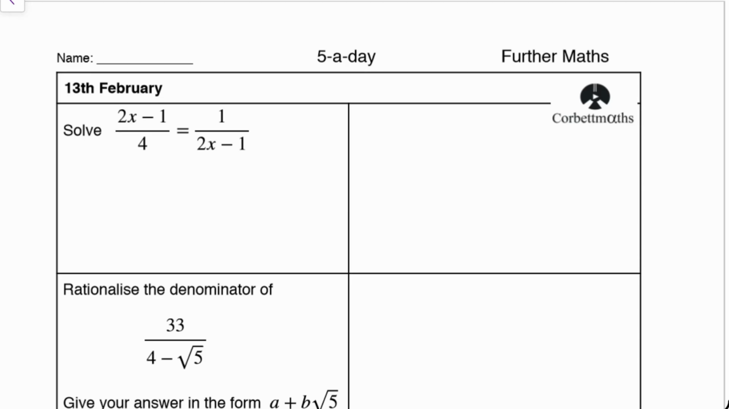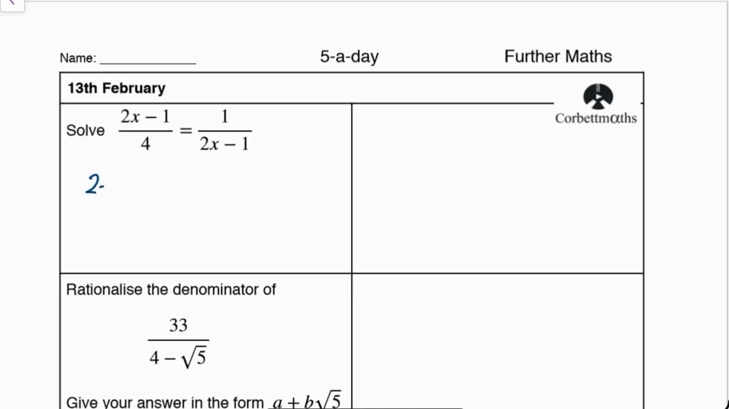So your teacher might use the word cross multiply. I don't like the term cross multiply because I think people use it incorrectly and therefore mistakes are made, but that's effectively what I'm doing here. I'm multiplying both sides by 4 and I'm multiplying both sides by 2x minus 1, and in the end that gives me 2x minus 1 squared is equal to 4. Left hand side is a quadratic, so let's expand that. So that's going to be 4x squared minus 4x plus 1 is equal to 4.